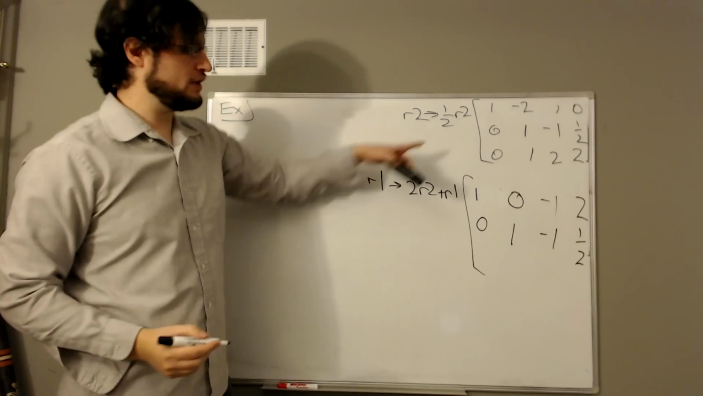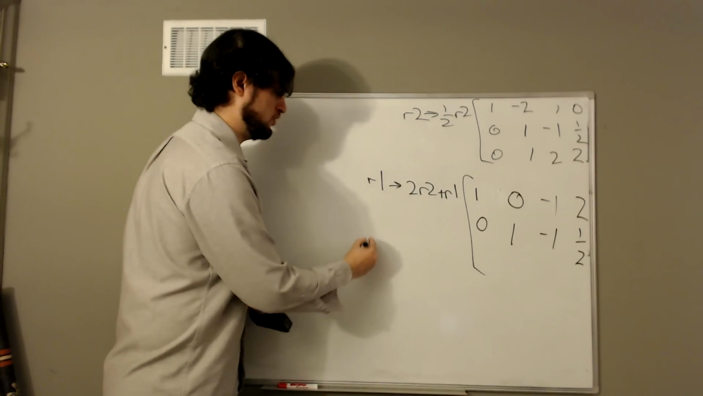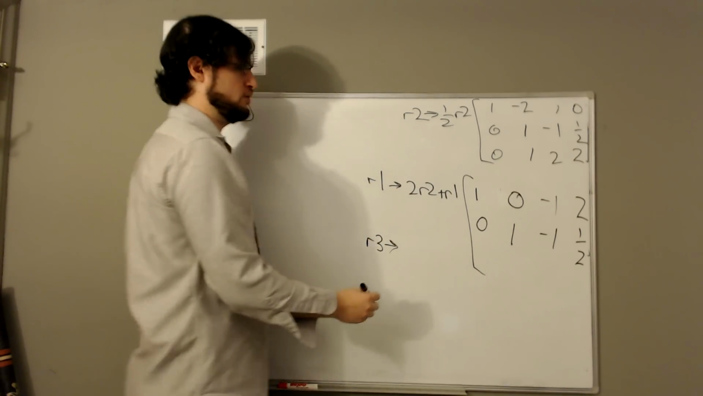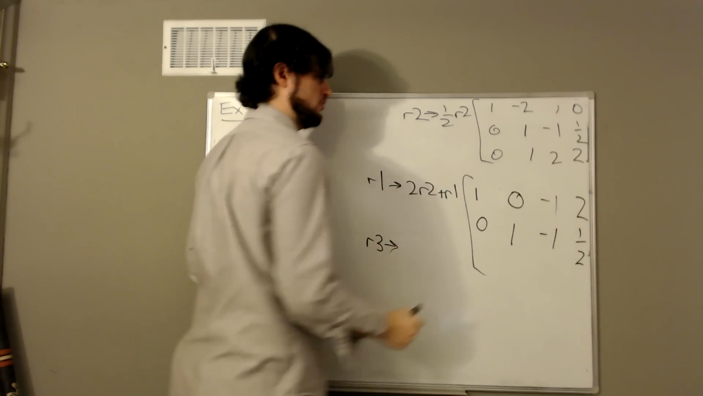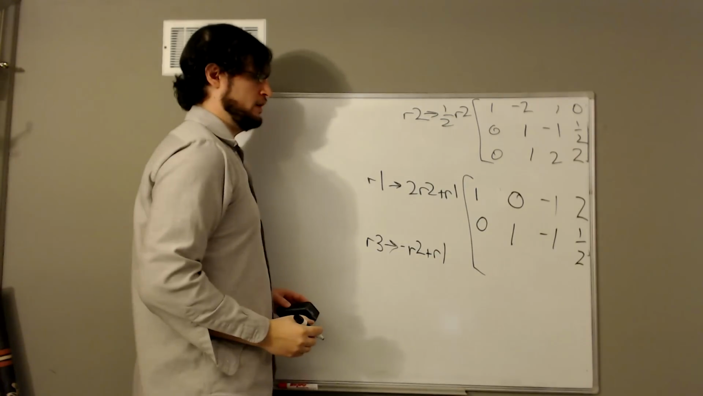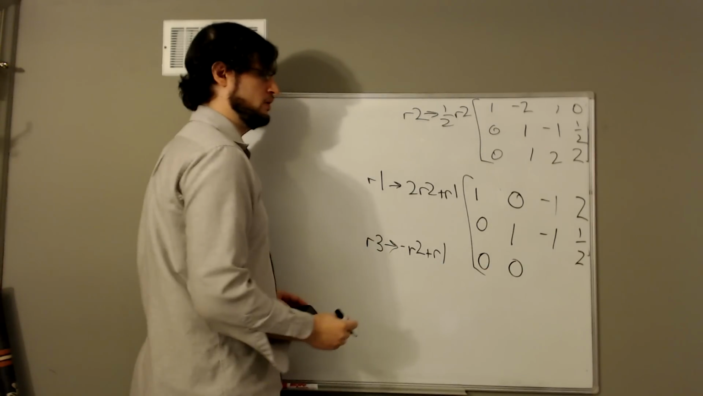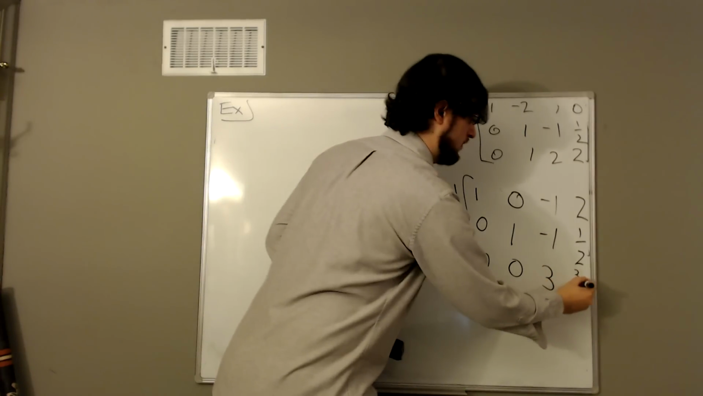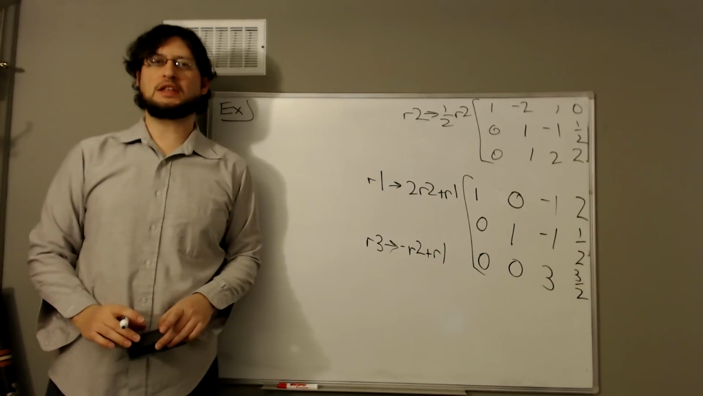Row 3, I'm also going to change because I'd like to get zeros above and below my pivot positions. So I can do two things in one step here. Let's turn row 3 into, I just need to get this to be a 0, so I'm going to take negative row 2 plus row 3. In which case this becomes a 0, the 0, 3, and 3/2. And we're making our way through.